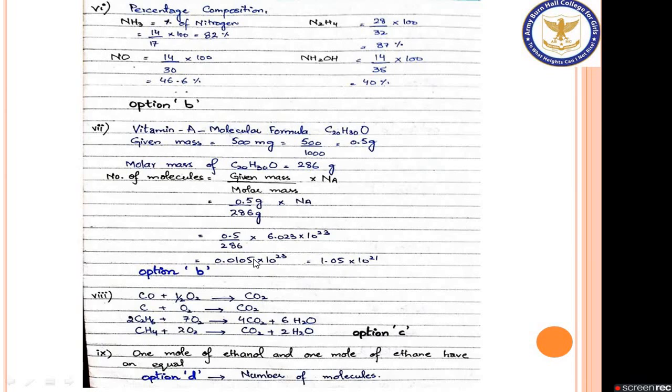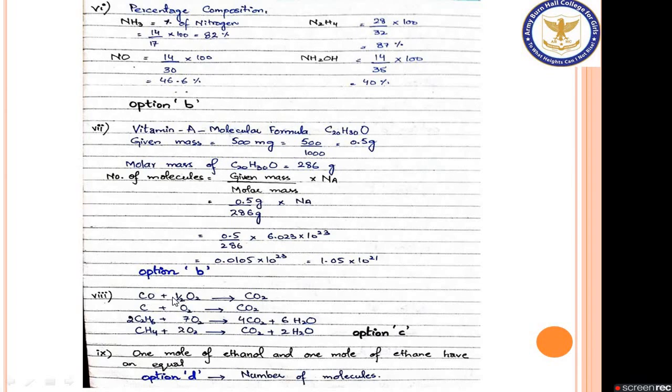The next one, the 8th one: when 1 mole of each of the following is completely burned in oxygen, which will give the largest mass of carbon dioxide? The options we have are carbon monoxide, diamond, ethane and methane. For this, you have to write the chemical equation for the burning of these compounds in the presence of oxygen. I have written all the chemical equations.